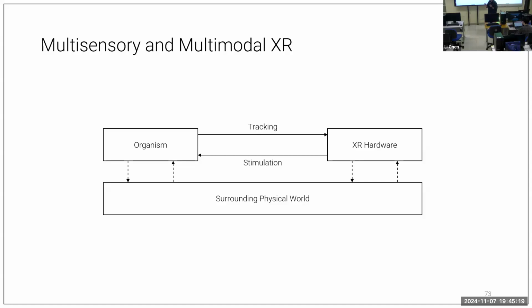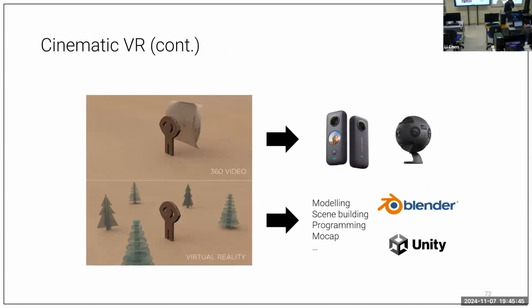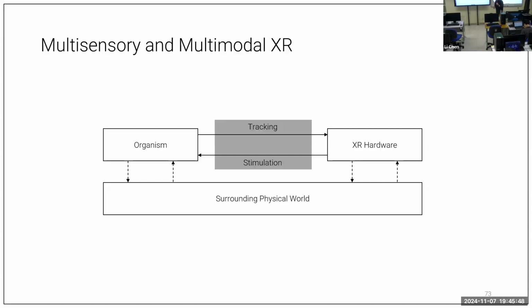Because the organism is always within the physical world, it can also perceive things around. And in many cases for XR, especially mixed reality and augmented reality, we deliberately let the organism perceive the real world while providing some artificial sensory stimulations. So the key to the rendering of multisensory stimulations is tracking and providing stimulations. Stimulations can be, as I mentioned, not restricted to images, but also, for example, audio and maybe haptic feedback, right?